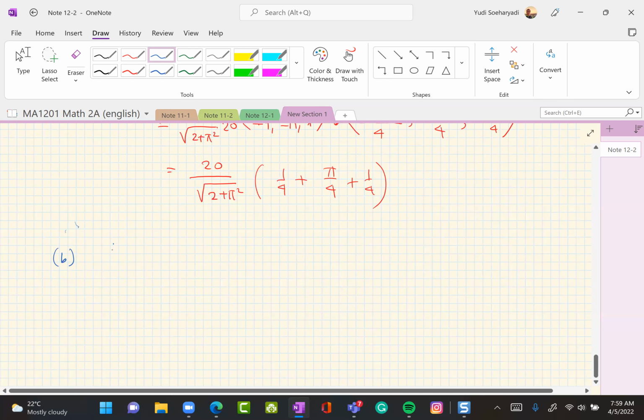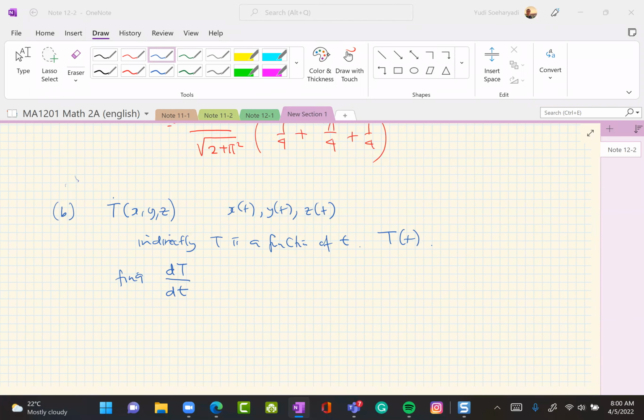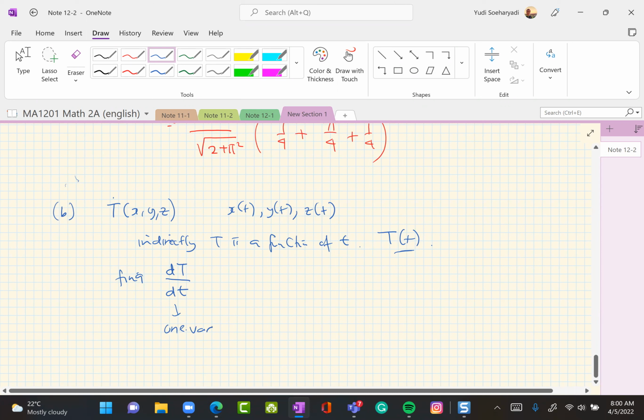Well, you see that T is a function of X, Y, Z. The thing here is X is a function of T as well as Y and Z. So indirectly, T is a function of t. So, there. So the question is, find dT/dt. Okay, this is not the partial derivative. Okay, this is the derivative of one variable. You see? Okay, so you need to find T first as a function of time.